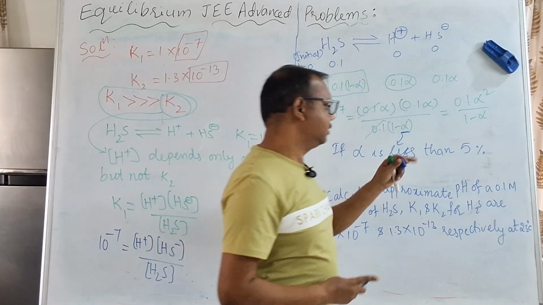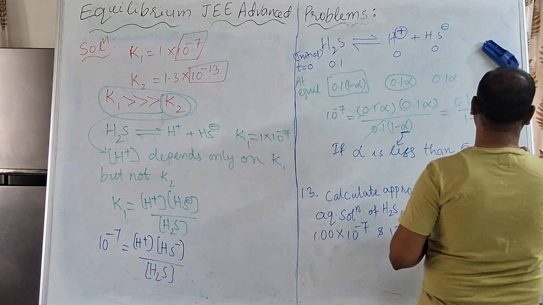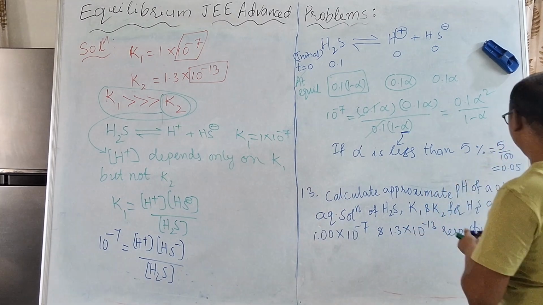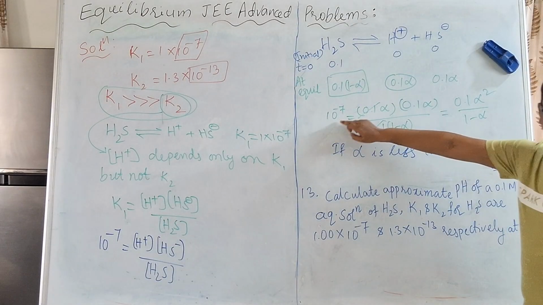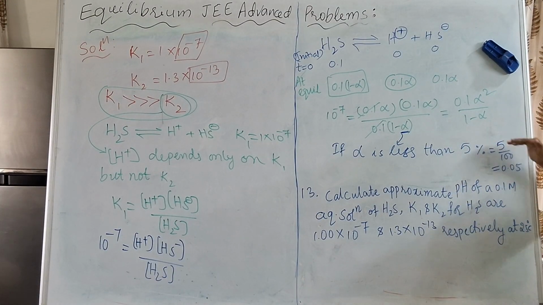That means what can we consider here? Less than 5% means it is equal to 5 by 100. 5 by 100 means what? 0.05. By looking at the equation in this case, because 10 power minus 7 is a very small value, how much alpha will we get? Let us see now. That alpha will be 5 into 10 power minus 2 or 0.05. It will be less than alpha.